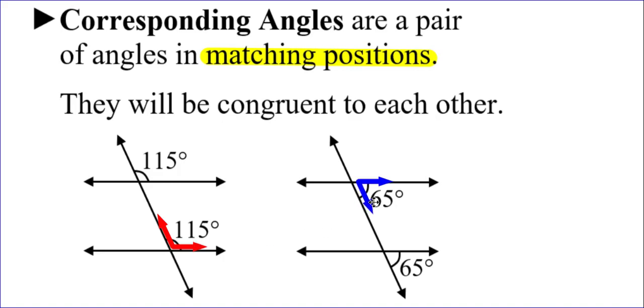Here's another example. Over here in blue, we have the 65 degree angle in the bottom right hand corner of the top part of the picture, and if I slide that down the transversal, you will see down here in the matching position is this other 65 degree angle, also in the bottom right hand corner. They are obviously congruent. This is what I mean by corresponding angles, being in matching positions. I could have also chosen the angles in the top left-hand corners. I could have chosen the angles in the bottom left-hand corners.